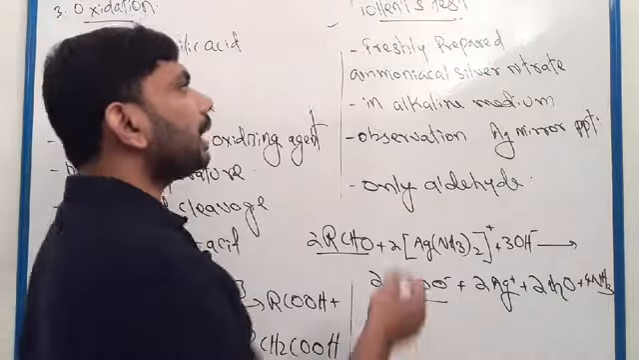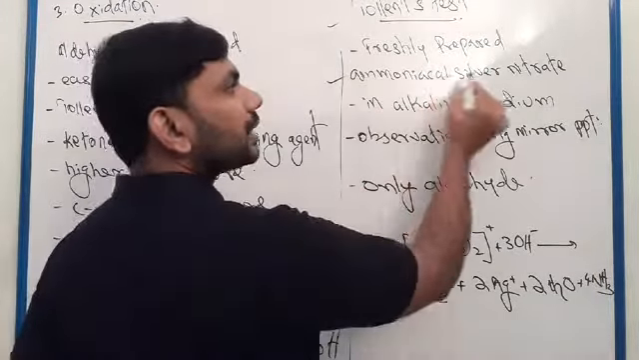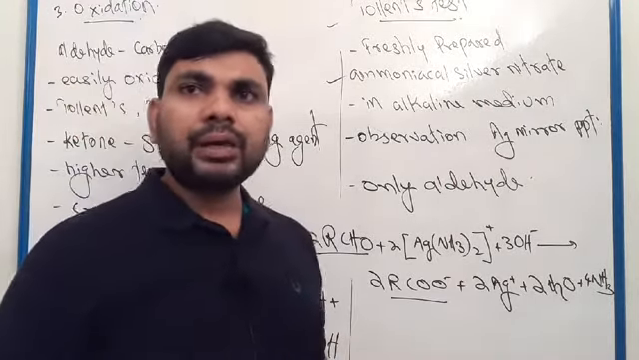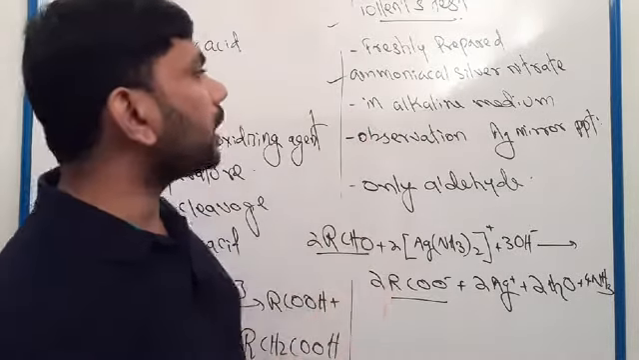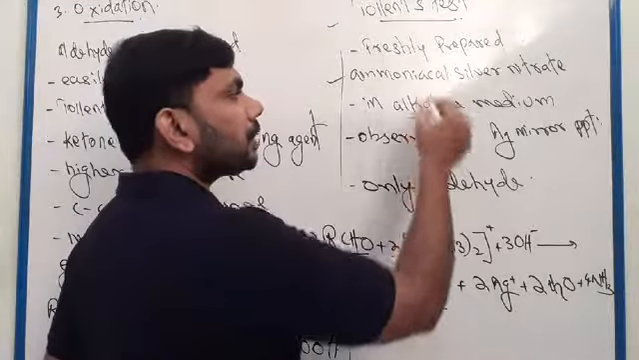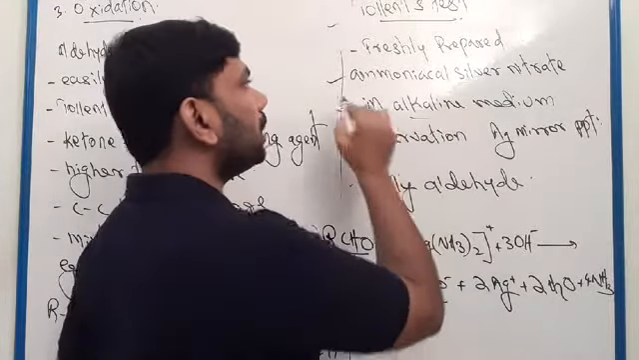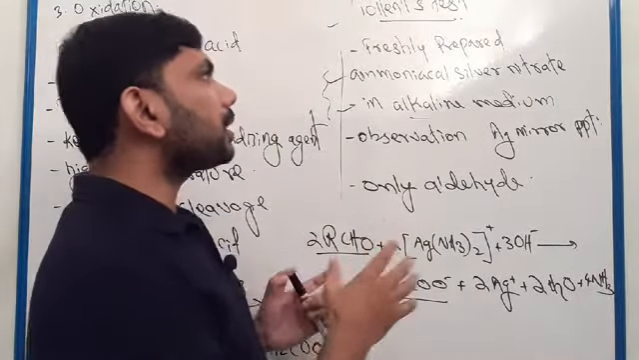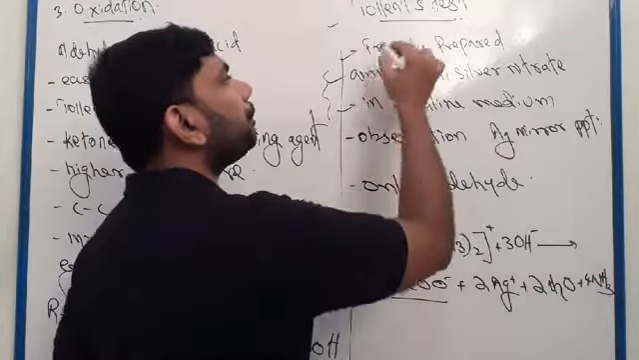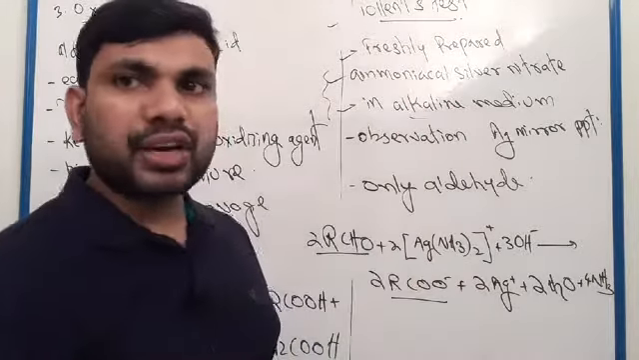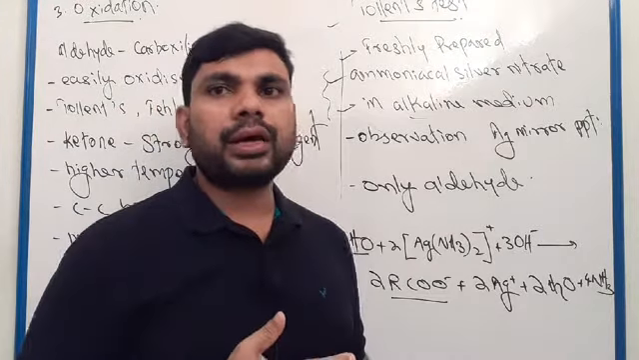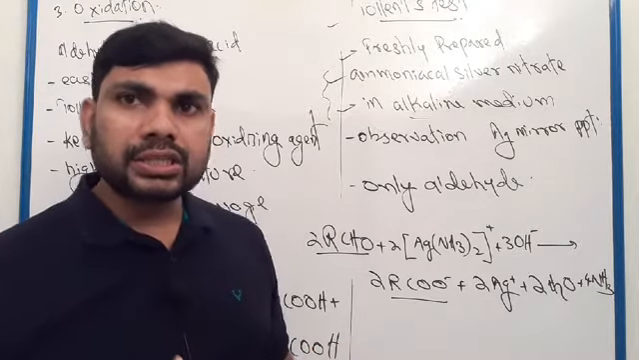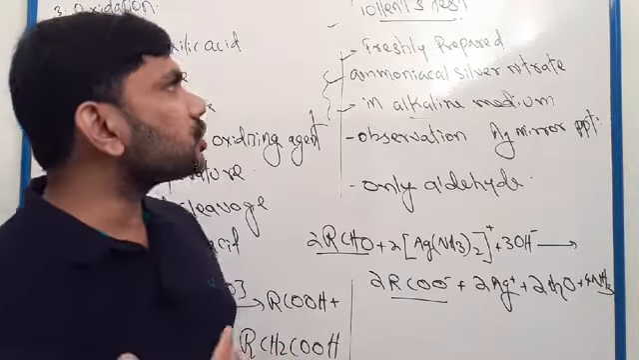Tollens reagent means ammoniacal silver nitrate. That is Tollens reagent. Tollens reagent means a mixture of ammoniacal silver nitrate and alkali. This chemical reaction takes place in alkaline medium. So this mixture is Tollens reagent. For this chemical reaction we have to use freshly prepared ammoniacal silver nitrate. So a mixture of ammoniacal silver nitrate and alkali, this is Tollens reagent.